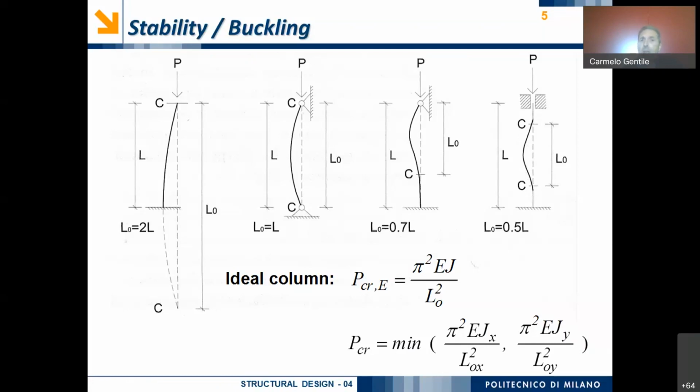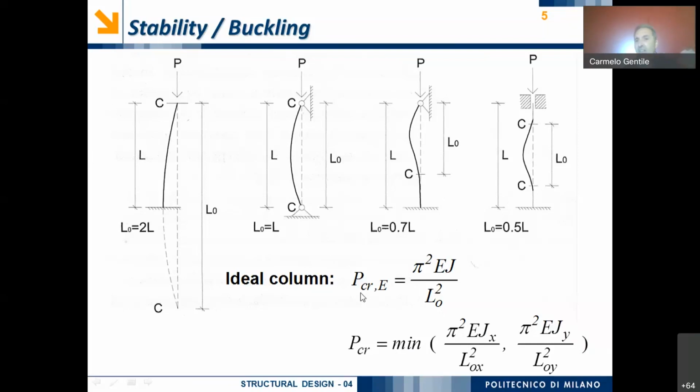Okay, and so generally, when we are dealing with the Euler beam, we can say that the critical load is Greek P square times E times J over L square. In the general case of a column with different constraint conditions at both ends, we can substitute L with the effective length L0.